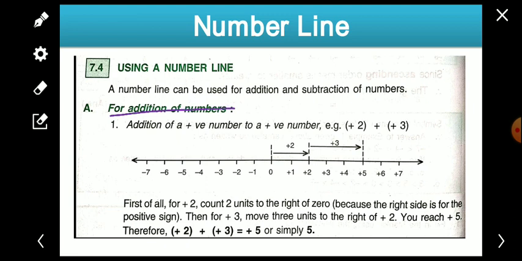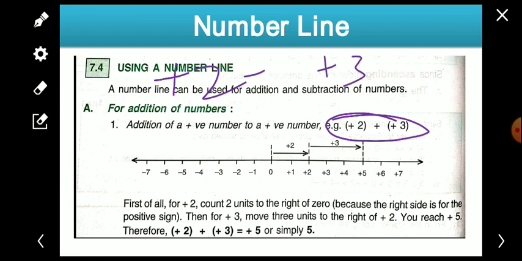For addition, at first we will learn the addition of a positive number to a positive number. It means both numbers are positive, and both have to be added on the number line. For example, plus 2 and plus 3: two positive numbers have been taken, and we have to add these two numbers on the number line.